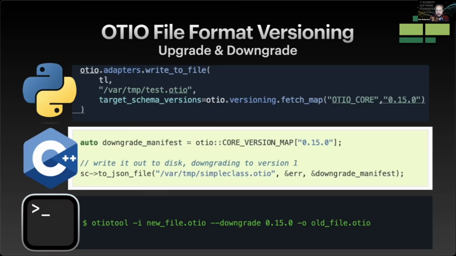For example, we see here how to specify the schema set to use when writing out files in Python, C++, or in a shell using the OTIO tool. These examples would write a file that's compatible with users of OTIO 0.15.0 or newer. We hope application integrators will adopt this feature to provide the best interoperability for their users. And that's schema versioning in OTIO. I'll pass it back to Josh now to talk about Raven.